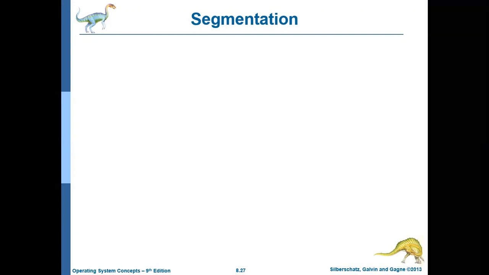External fragmentation can be avoided by allowing the processes to occupy the memory in a non-contiguous way. And that is achieved through the techniques called segmentation and paging. So in this topic, we'll be discussing segmentation.